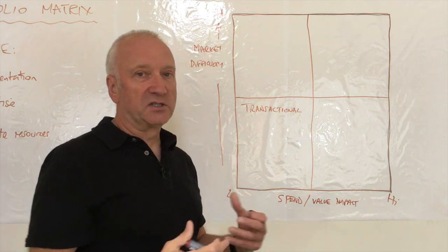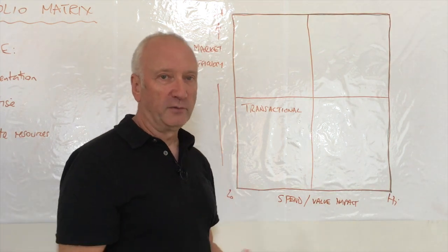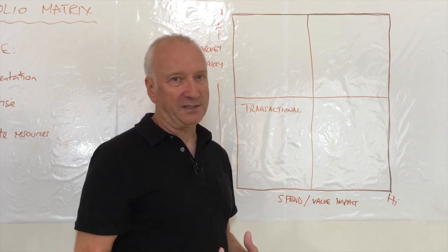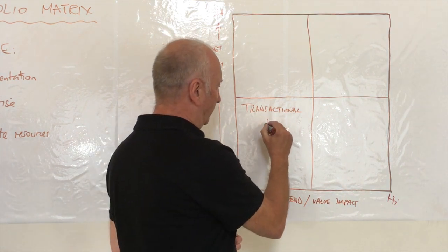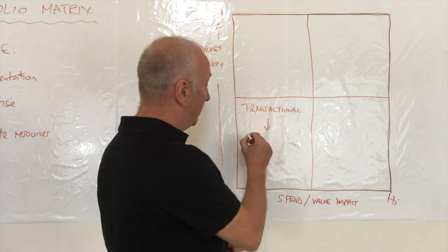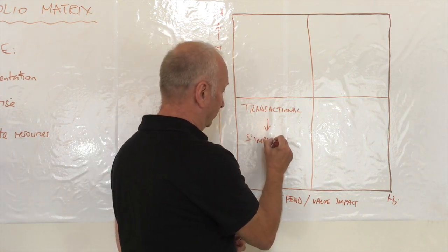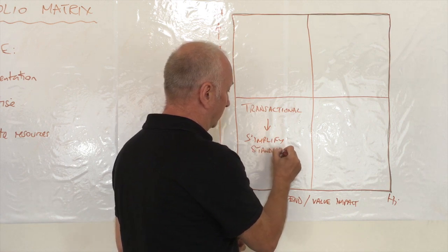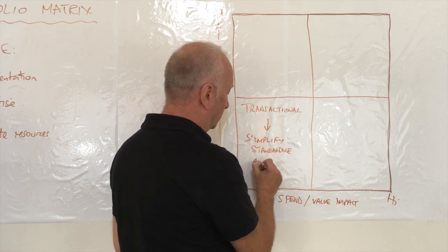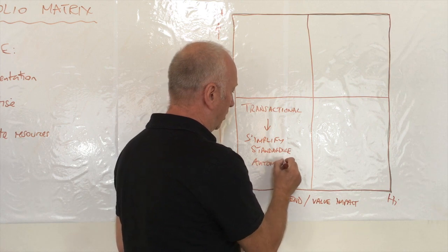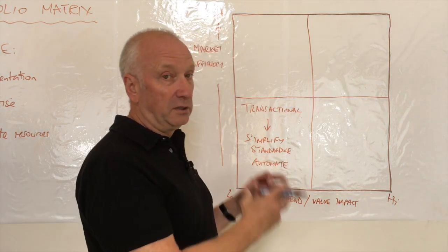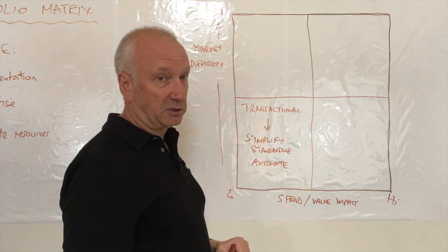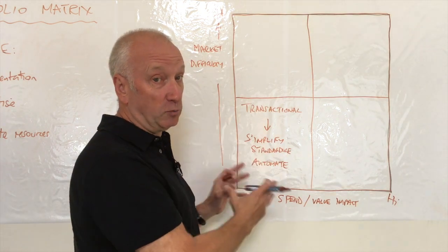Transactional. It means essentially that these are run-of-the-mill purchases of which the procurement task is relatively easy. And the priority for procurement in this box is to really simplify, standardize, and automate. If you are the leader of procurement in an organization and you're looking at the total portfolio, items that are in the transactional box, you don't want to be spending so much time on them.